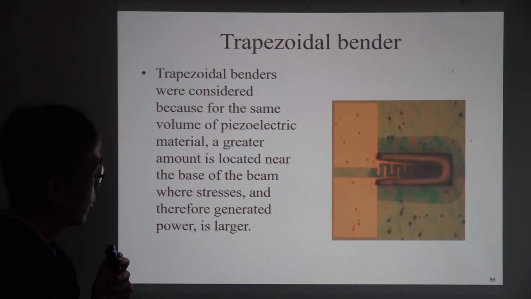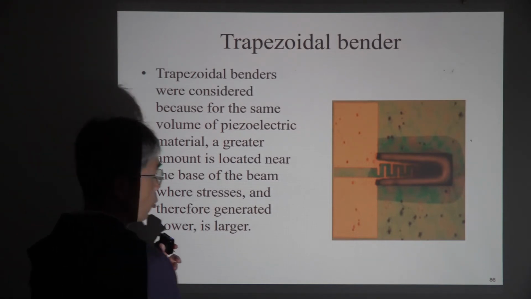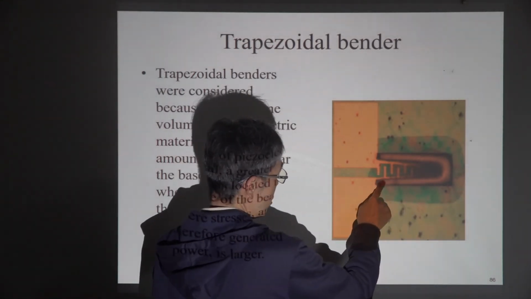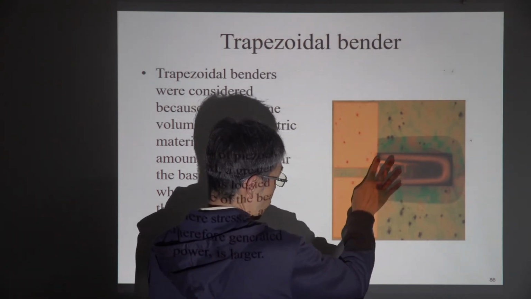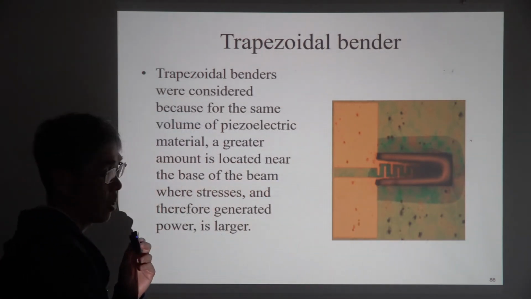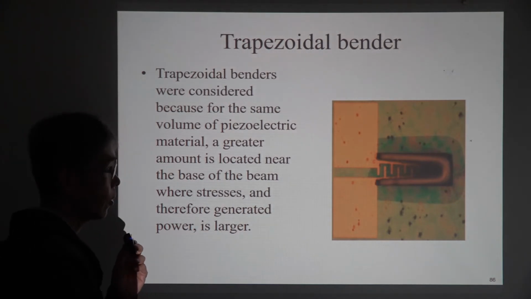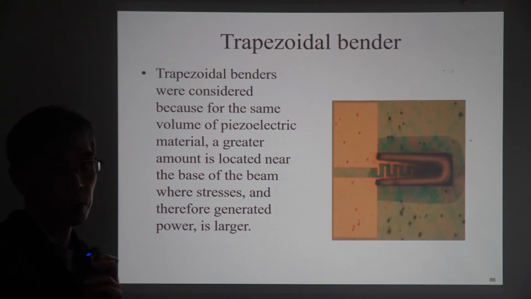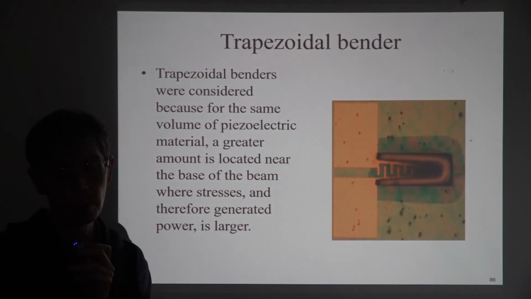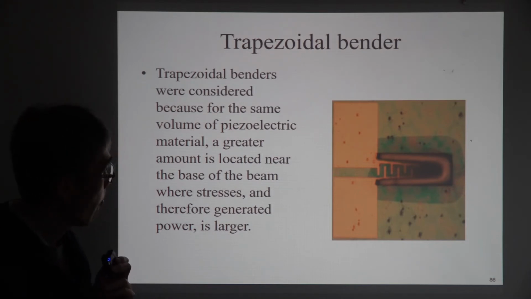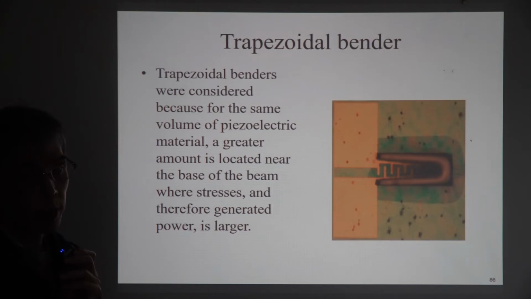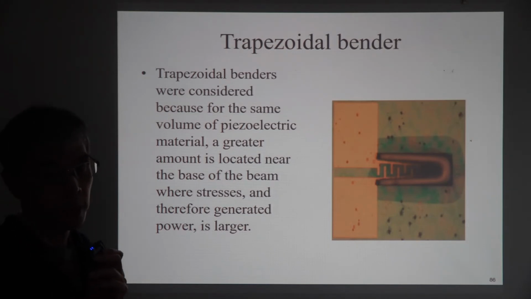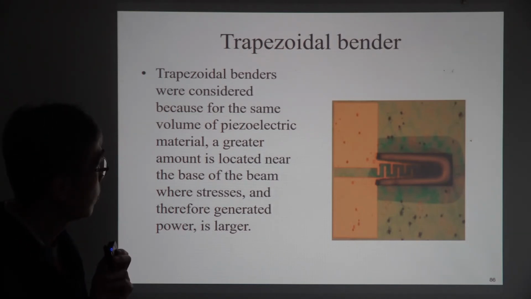Okay, so remember we have the trapezoidal beam because near the root of the beam we have large stress. So we prefer to have large device area near the root in order to convert more energy from mechanical energy to electrical energy.